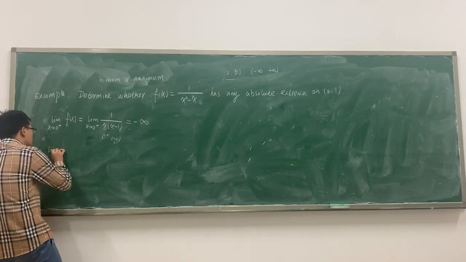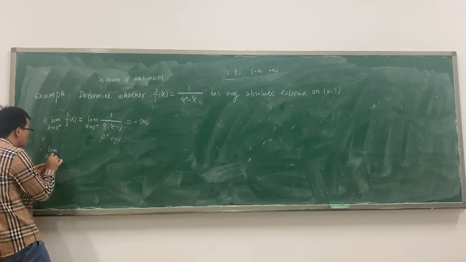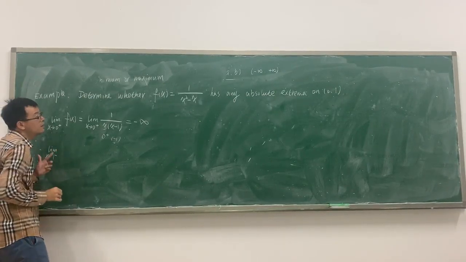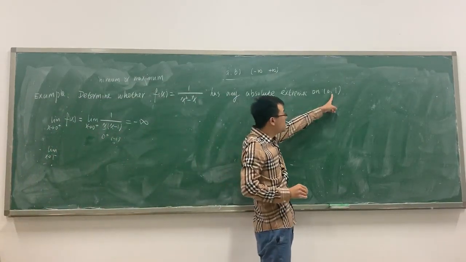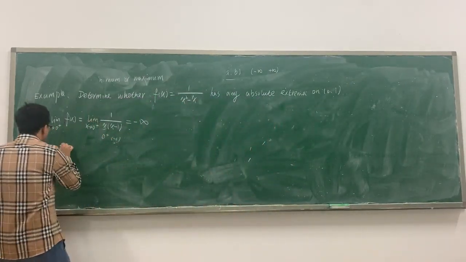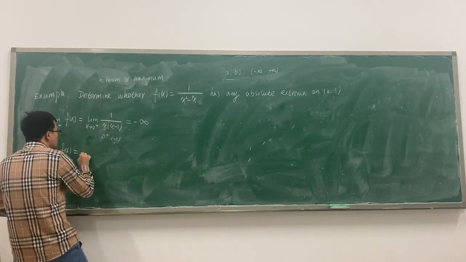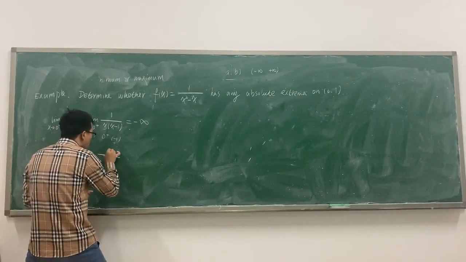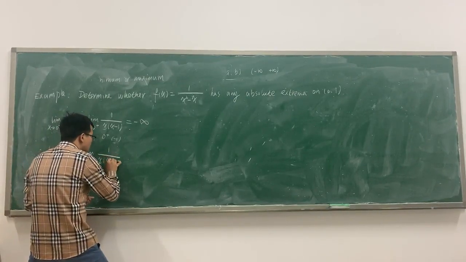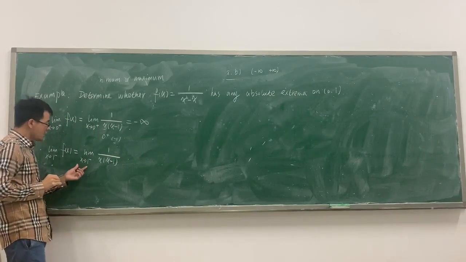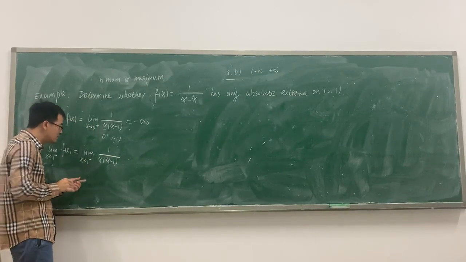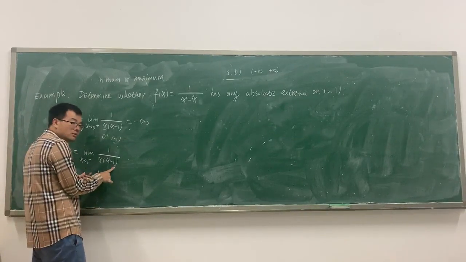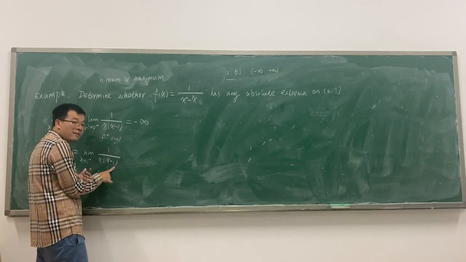Now the second one, x approaches 1 from the left. So f(x) is equal to the limit as x approaches 1 from the left of 1 over x times x minus 1. As x approaches 1 from the left, this part approaches 1. And x minus 1 approaches what? 0 from the left or from the right?